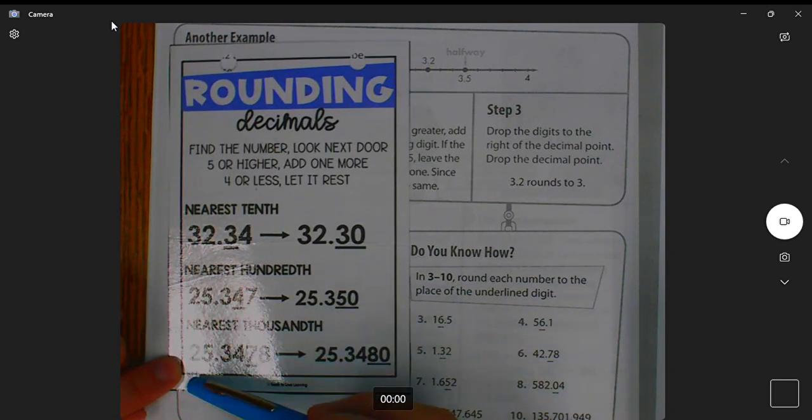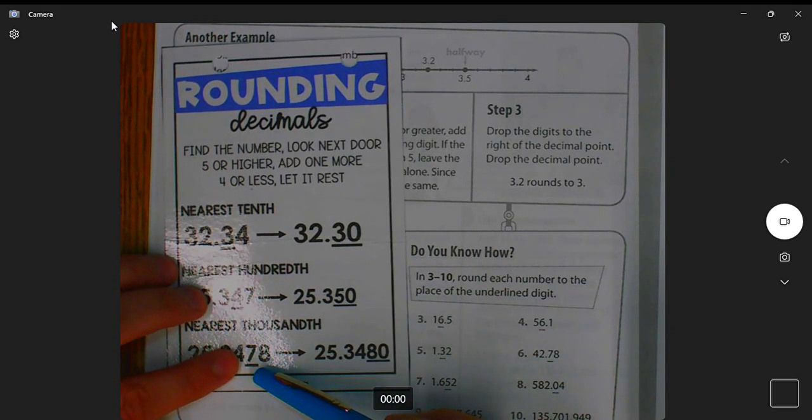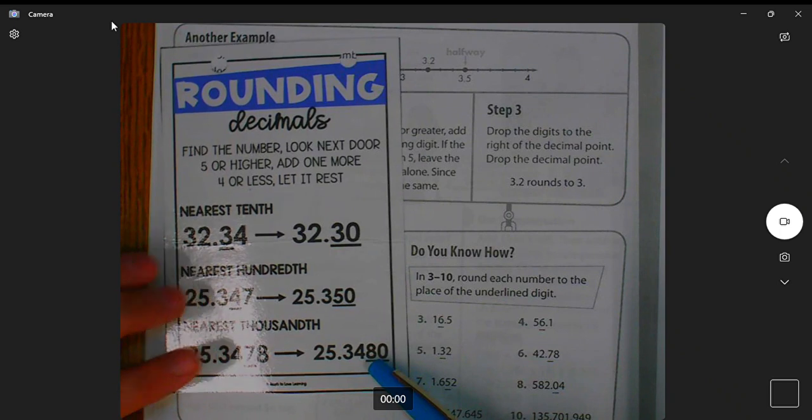Nearest thousand. Find the number. Found it. Look next door. 5 or higher, add 1 more. 4 or less, let it rest. 8 will tell 7 to become what? Yeah, an 8. So it becomes an 8.